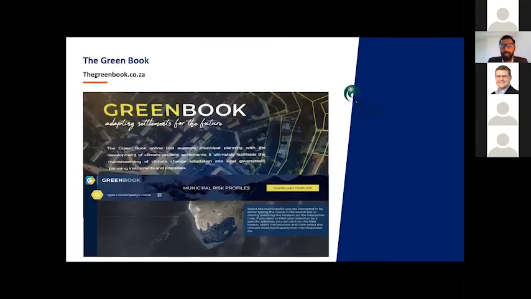The Green Book was produced by the CSIR, that's the Council for Scientific Research, and it's available at thegreenbook.co.za, where one can look at the municipalities in South Africa to get an understanding of their risk profiles as it relates to climate change. So you can check that website out to look at any potential municipalities and get a sense of if you've got any businesses there, if you've got any mining operations, agriculture operations, any industry in any certain municipalities in South Africa. This can give you quite a nice view on that.